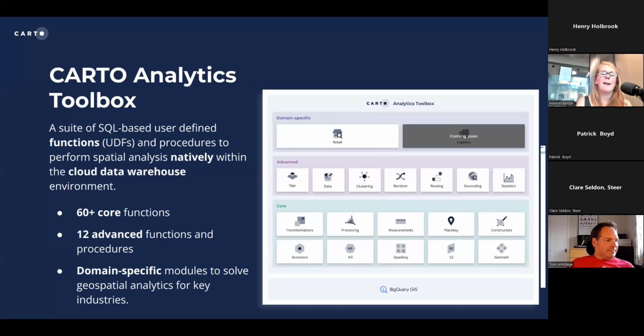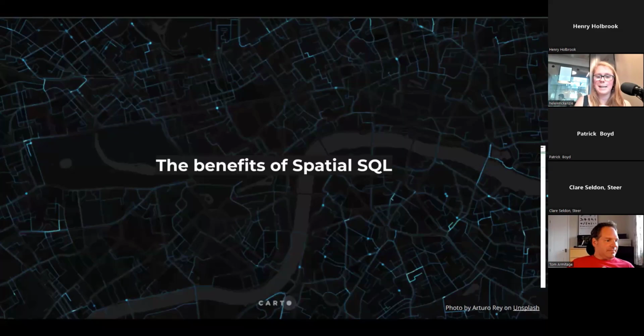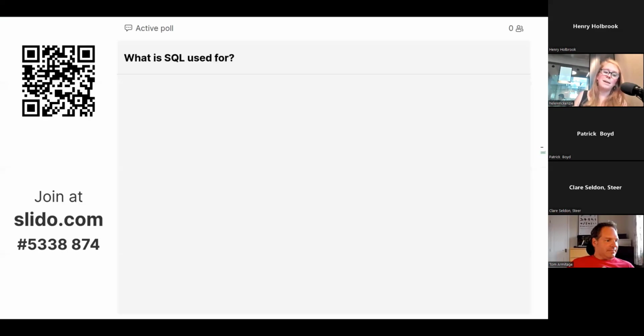And then finally, we have our analytics toolbox. So these are some of the things that we're going to be going through in a little bit. They're SQL-based user-defined functions, so people can do analysis directly within CARTO. And yeah, I won't go too much into that, so we can go through it a bit later. So next, let's talk about the benefits of spatial SQL.